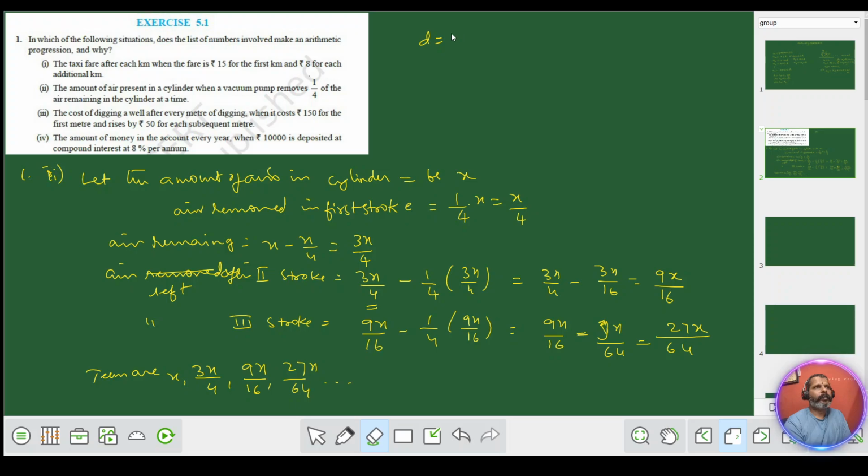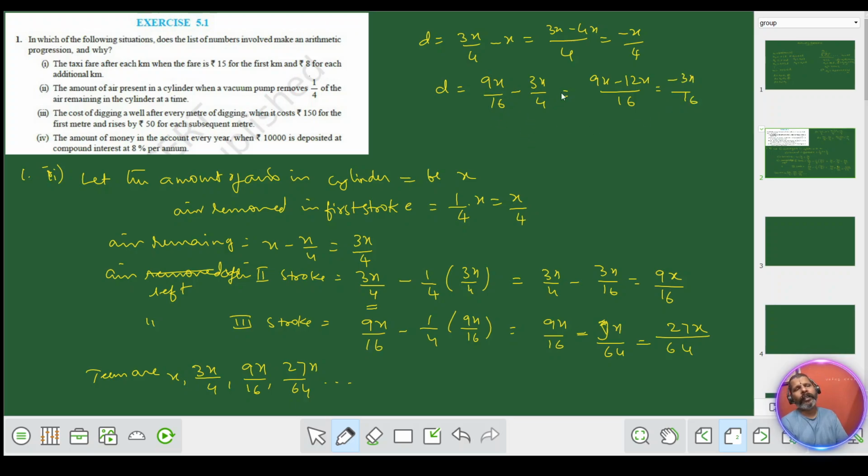Okay, let me write it. It's giving a problem here, the pen. I'm sorry, pardon me for that. Okay, I did not pick the pen itself, sorry. 3x by 4 minus x, 4 is the LCM. 3x minus 4 into x, 4x, by 4. Find the other one, that is 9x by 16 minus 3x by 4, where 16 is the LCM. 16 ones are 16, 4 threes are 12x. 9x minus 12x is minus 3x by 16.